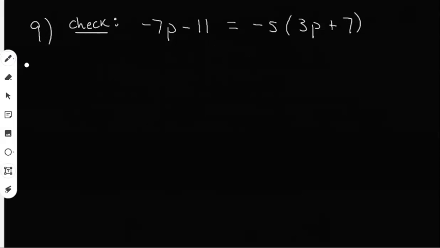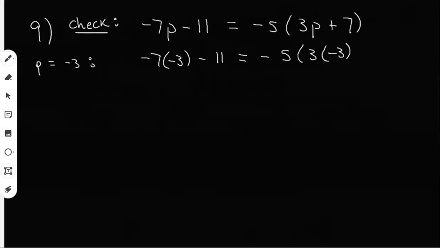So for number 9, we're going to check our answer. Our original equation was negative 7p minus 11. And on the right side, we had negative 5 times 3p plus 7. And I'm going to check to make sure that the negative 3 actually works. So I'm going to replace every variable with a negative 3, but keep all the numbers the same.